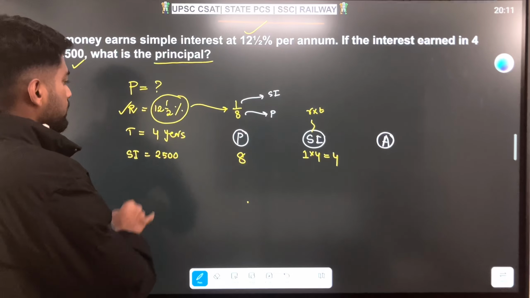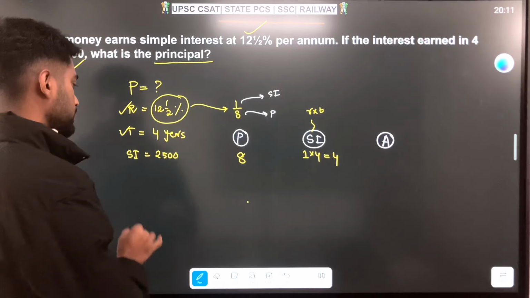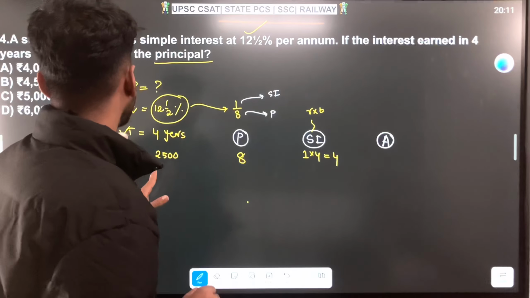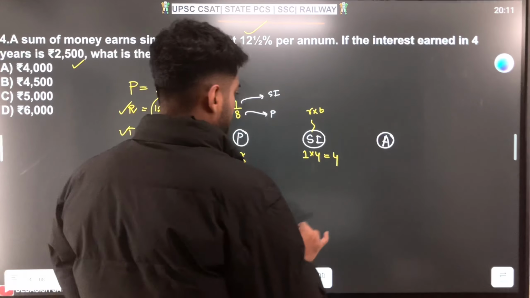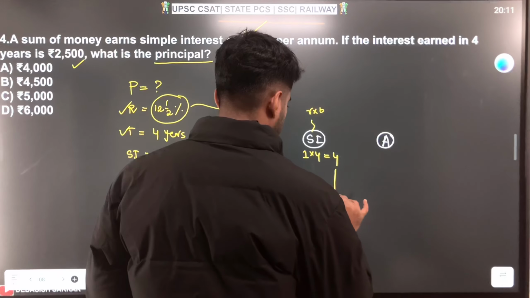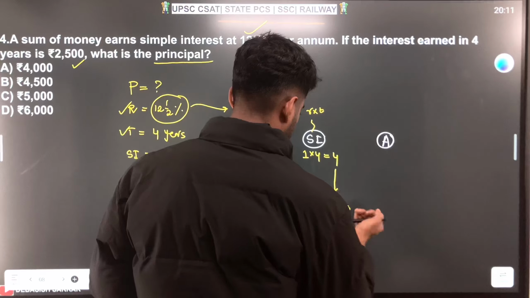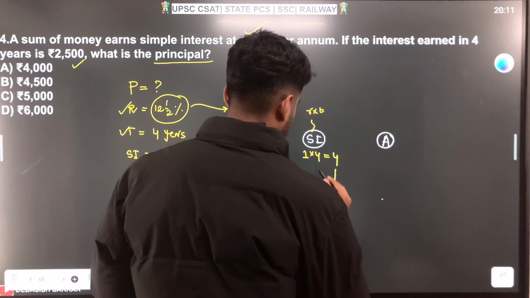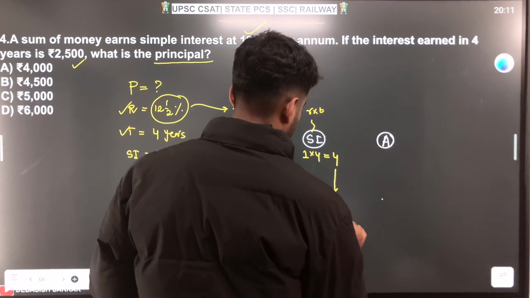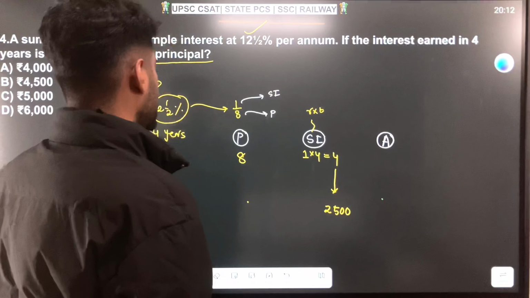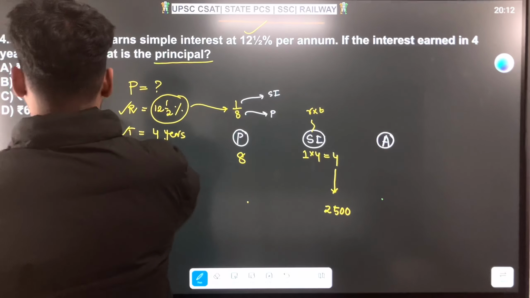Now check. R is given, we have used. 4 is T, given, we have used. SI is given, that is 2500. So we have to write 2500 here. Okay, 2500. Why? Because it's SI, not principal. So 2500. Okay. How many times? It will be 5000. The answer will be 5000.